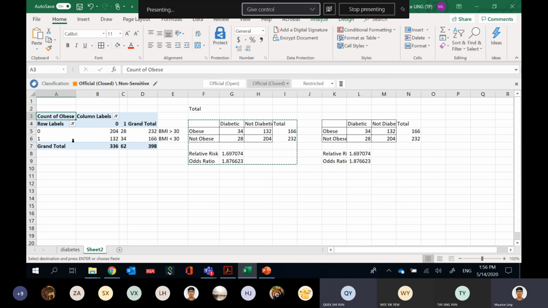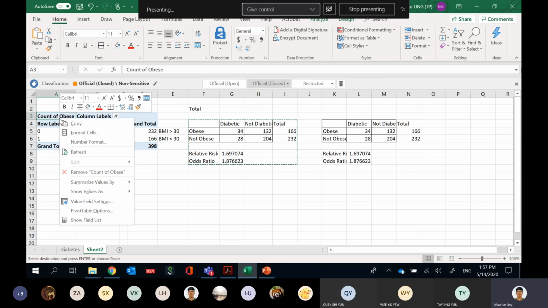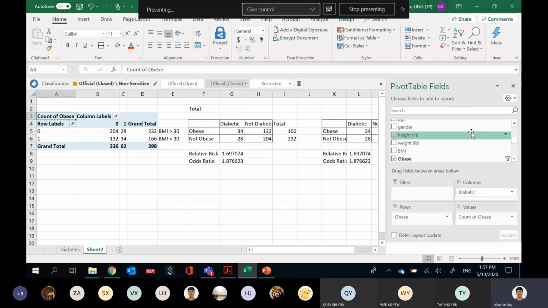Okay, so I start with here, right? Now originally this is what you have. You want to make this part appear. Am I right? Yes. Okay. So you go onto the actual pivot table, you right click, then you show field list. Click on show field list, this will pop up. Okay, thank you.